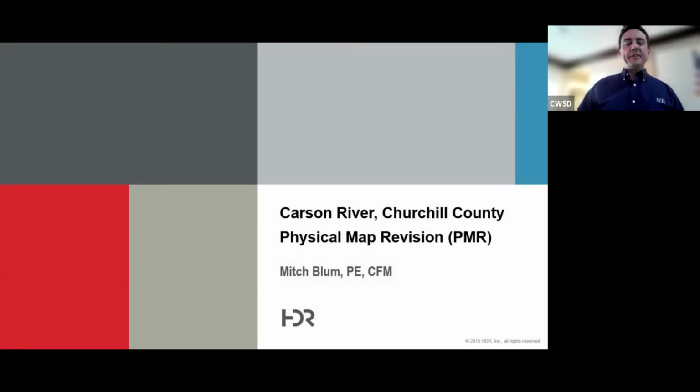Good afternoon. Now that everyone is half asleep from lunch, I'm going to take you the rest of the way. I'll be talking about the physical map revision in Churchill County. Actually, this is the Carson River below Lahontan Dam.